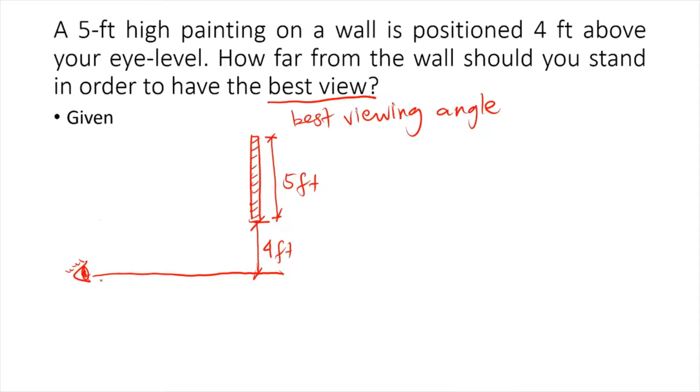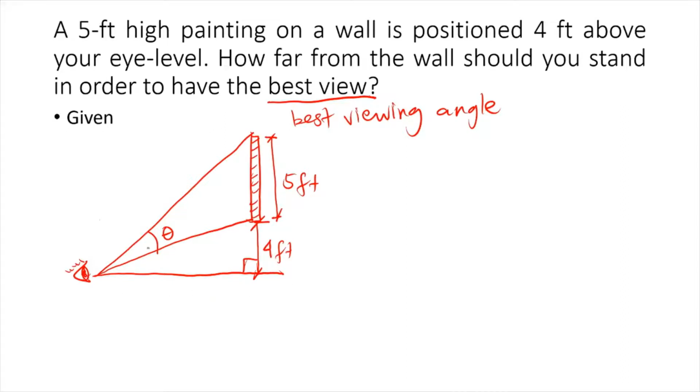From your point of view to the upper edge of the painting and to the lower edge of the painting, a subtended angle is formed. Let's call that angle theta. And then as you can see, we have two right triangles here. We have the bigger right triangle and the smaller right triangle here.